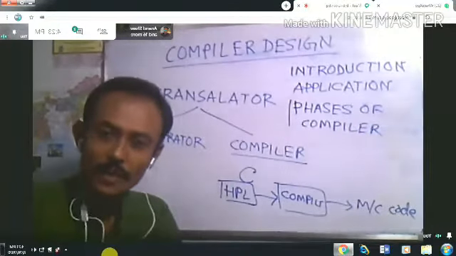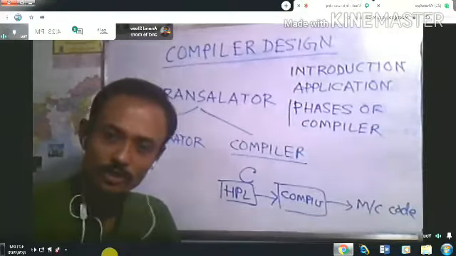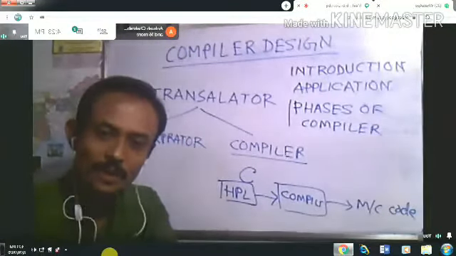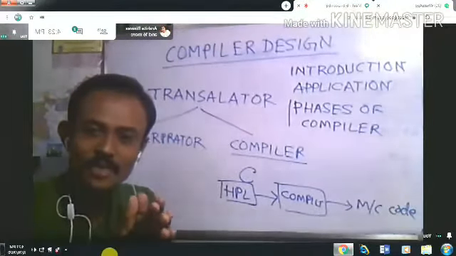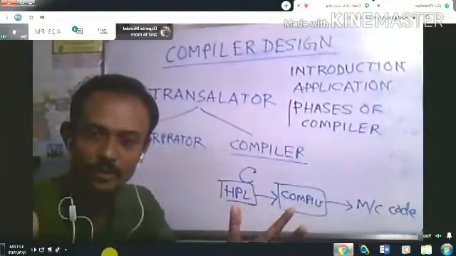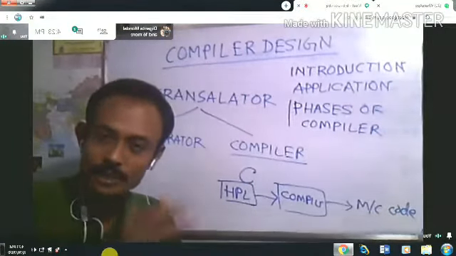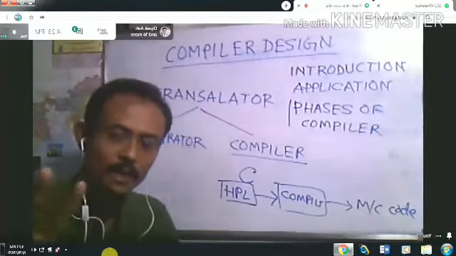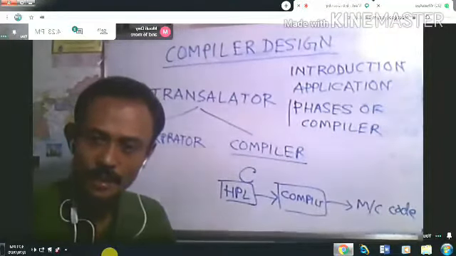Because without the operating system you cannot execute a system, you cannot run a system. You have hardware, you also have software, but you cannot run that software on the hardware without the help of the operating system. So that's why the operating system is the bridge between the hardware and software. That's also another important subject to understand the whole scenario. That's why these three subjects are the three important pillars of computer science.